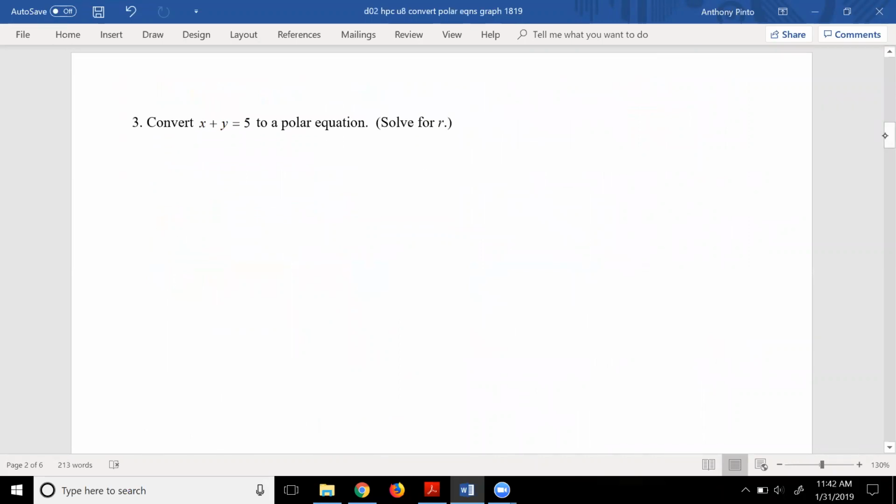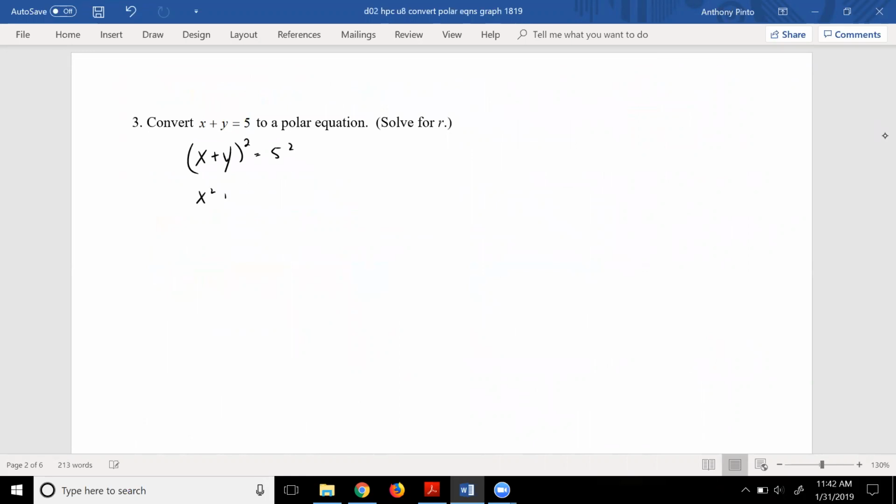In this next problem, the equation is given to you in rectangular form, and it's asking you to convert to polar form. And I have a little hint here for you saying solve for r. So you might think, okay, we're given x plus y. I know that x squared plus y squared is equal to r squared. So what if we squared both sides?